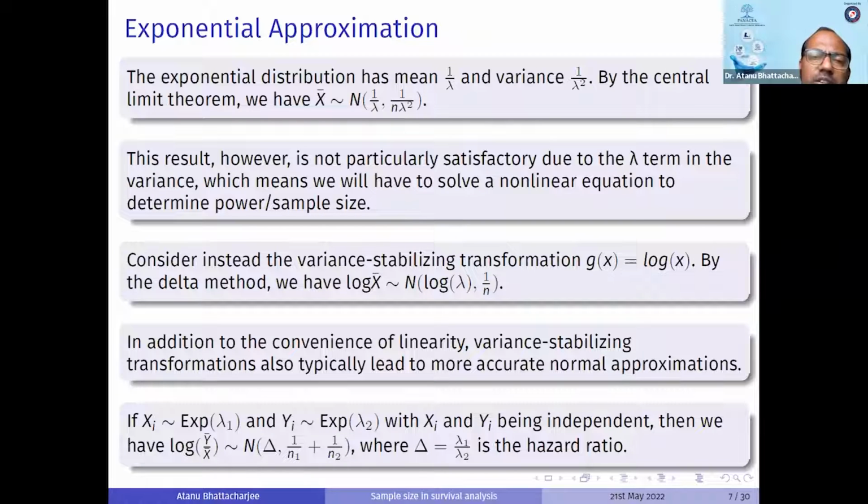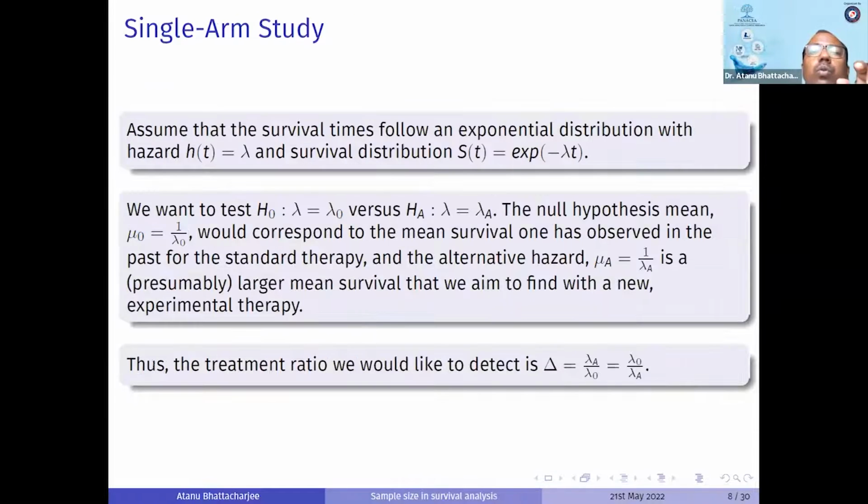I'm not going into more detail on that, but however, because of the lambda terms in the variance, we will have to solve a nonlinear equation. There is a lot of mathematics in the background. I'm not going into details, but these are the fundamental things. There is always a confusing scenario in choosing the lambda value or 1 by lambda value. If you are talking about the mean value, then you should go for 1 by lambda.